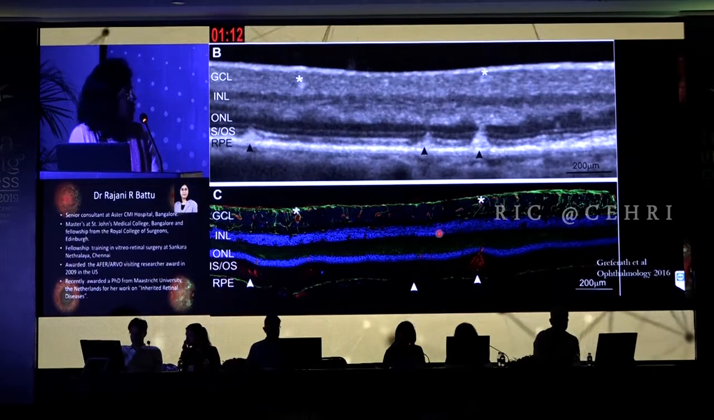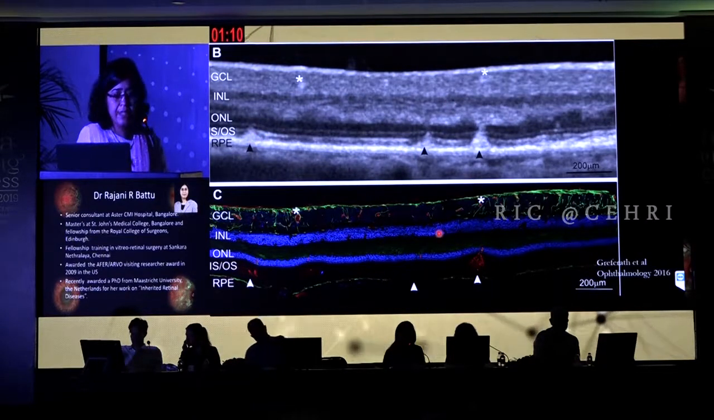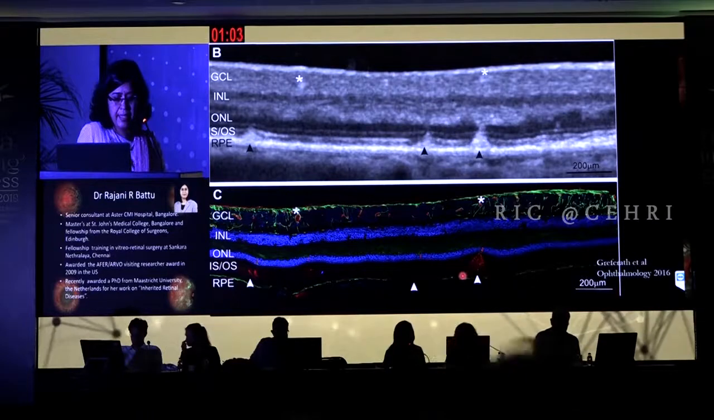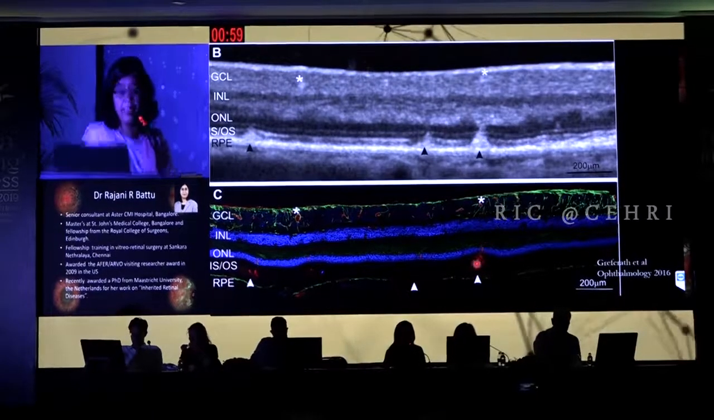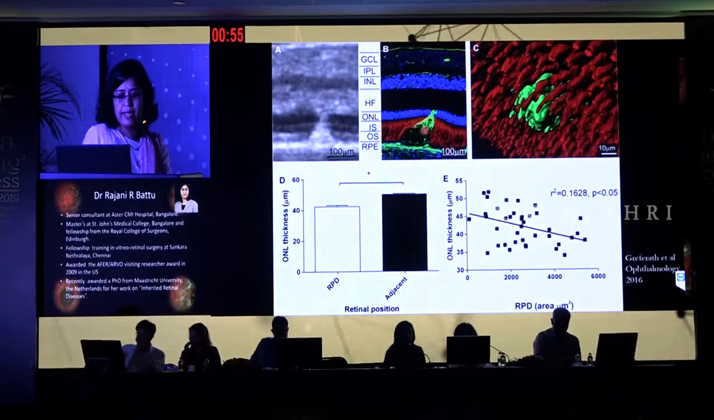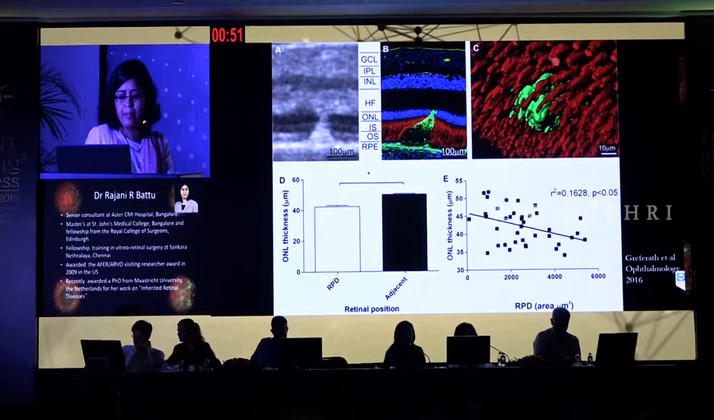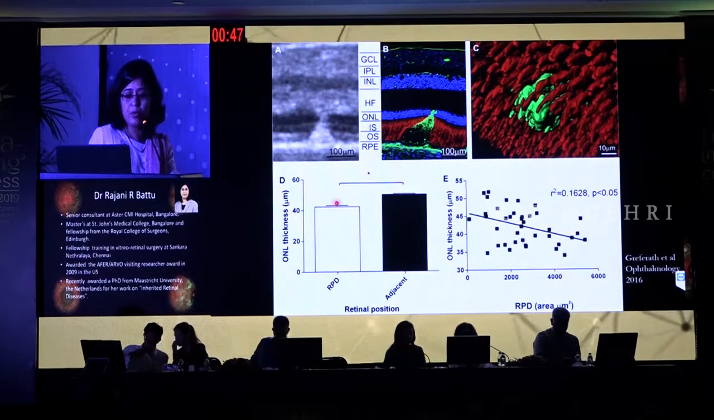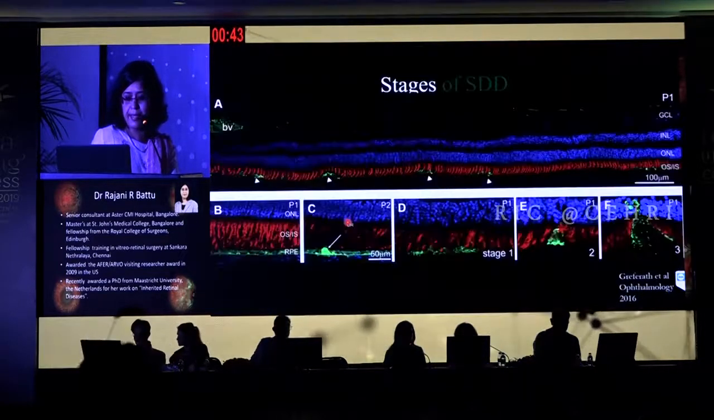And that's an immunohistochemistry-labeled retinal section. So that's the outer nuclear layer, the inner nuclear layer, the RPE. And you see these drusenoid deposits. This drusenoid deposit here is breaking through into the photoreceptors. That's a magnified view of the same, with the photoreceptors being draped over, and a 3D image of the same. And it's been shown that in areas where these drusenoid deposits are present, the outer nuclear thickness becomes lesser.